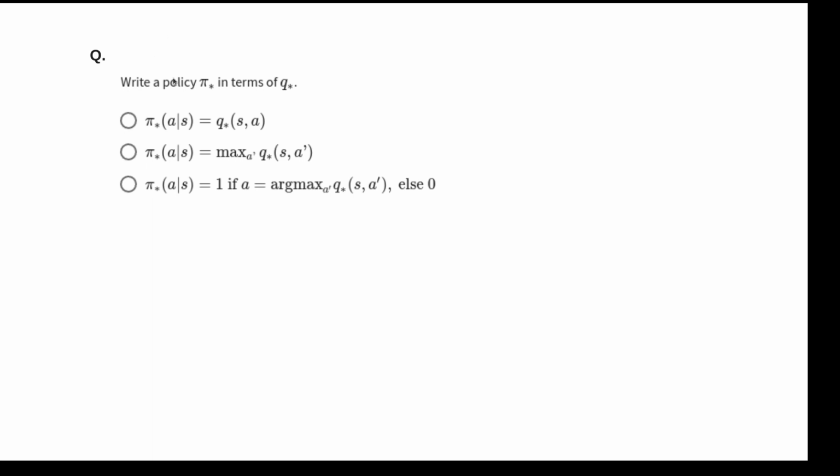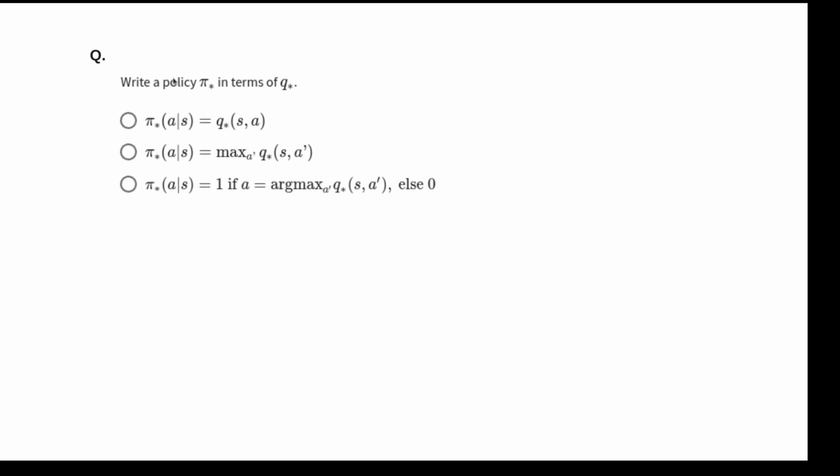I'll explain all three options. The question is: can you write pi star, the optimal policy you are learning, in terms of q star, the quality function you have? Option 1 says pi star of a given s, the probability of action a given state s, is equivalent to q star of s, a, the optimal value for taking action a in state s. On the right-hand side of the first option is a value, whereas the left-hand side is a probability, so this is not going to work. The second option says pi star of a given s is equivalent to max over a. Inside the max it is again a value, q star of s, a, but the left-hand side is a probability, which again is not going to work.